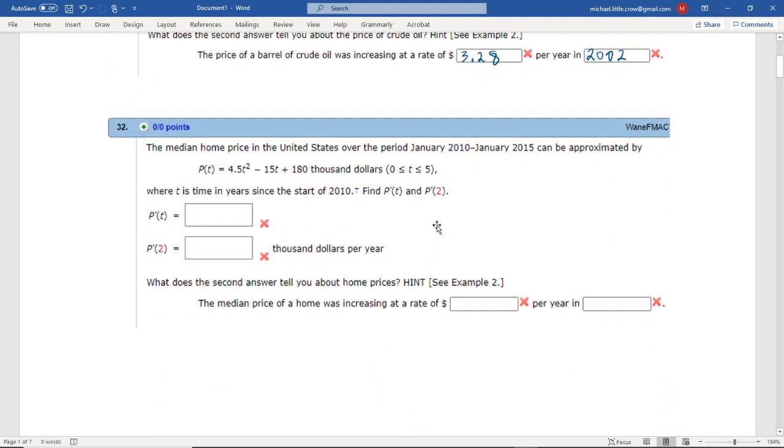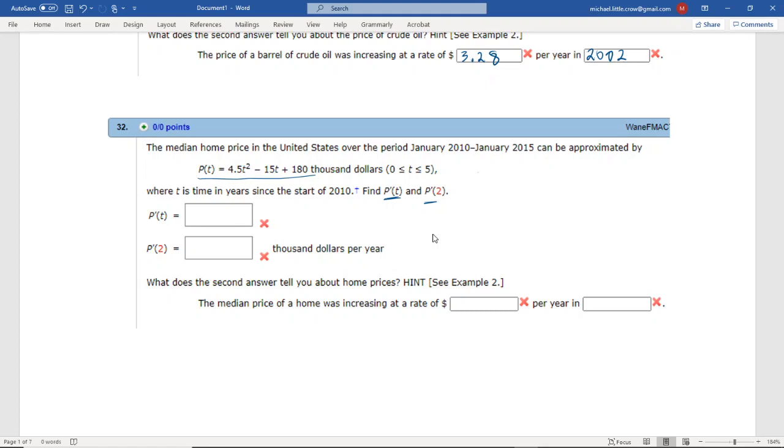Second one, median home price is given to us, approximated by this function here. That's what we're going to focus on. It's basically the same type of problem: find the derivative of the function and then find the derivative at a particular point. And those are in thousands of dollars per year. So that's good, the units will stay the same.